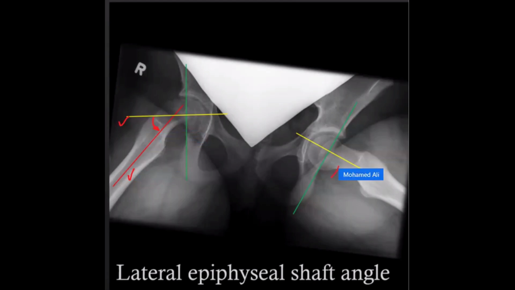Normally, it should be 0, but if we have from 0 to 30, this is the first grade of slipped capital femoral epiphysis. From 30 to 50, second grade. More than 50, it is considered the third degree of slipped capital femoral epiphysis. Okay. Thank you so much.